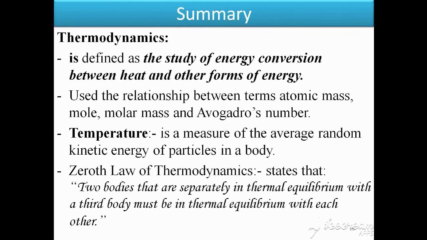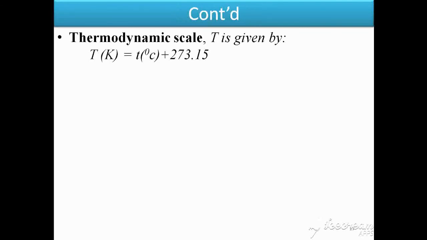Let us summarize what we have seen today. Summary. We have just defined thermodynamics as the study of energy conversion between heat and other forms of energy. We have used the relationship between atomic mass, mole, molar mass, and Avogadro's number. We defined temperature as a measure of the average random kinetic energy of particles in a body. We have stated Zeroth law of thermodynamics: when two bodies are separately in thermal equilibrium with a third body, then they are in thermal equilibrium with each other. At last, we saw how to convert one thermodynamic temperature scale into another.